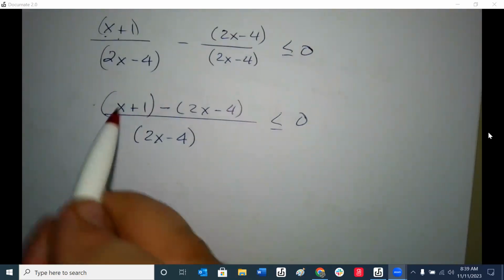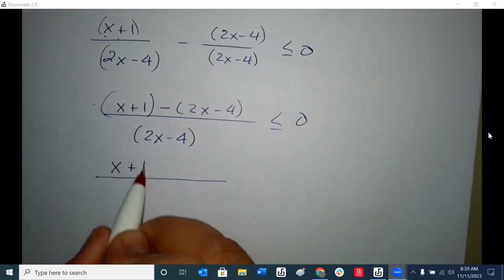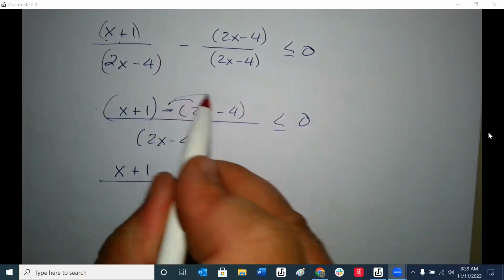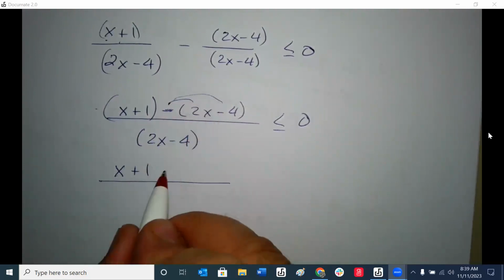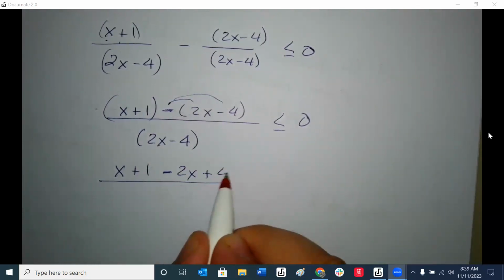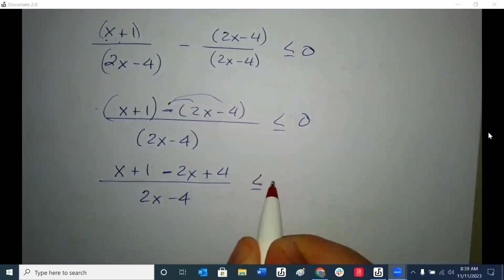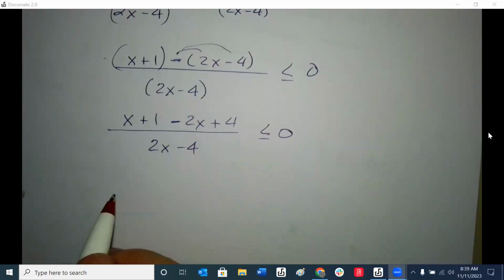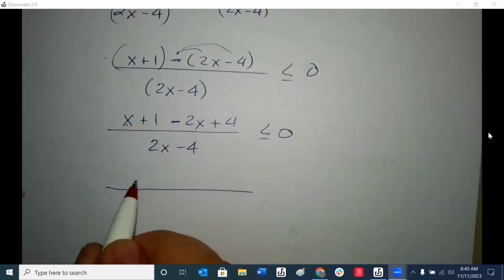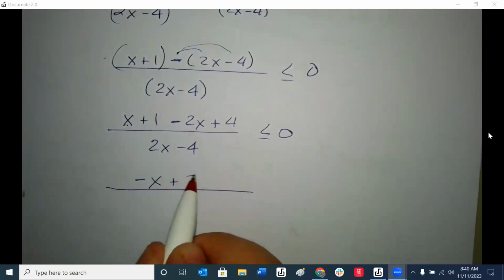Now, do I need a parenthesis in this first one? No, so I can just drop the parenthesis there. But the second one has a minus in front of it, so I have to distribute. Negative times positive is negative 2x. Negative times negative is a positive 4. Combine like terms. So x minus 2x is minus 1x. 1 plus 4 is 5.